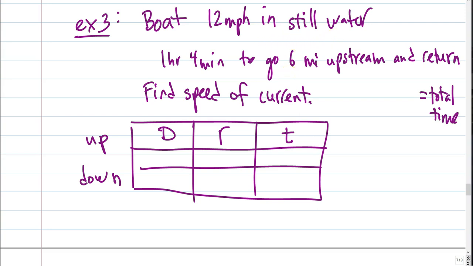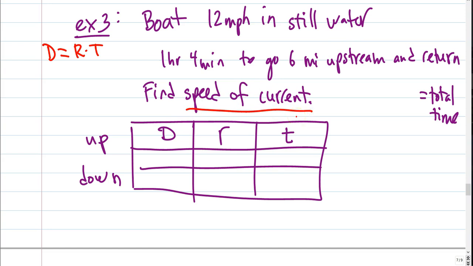But first thing you have to recognize is that this is a dirt question. Distance equals rate times time. So I'm going to set up my table going upstream and downstream. I know that it goes 12 miles per hour in still water. We don't know the speed of the current.